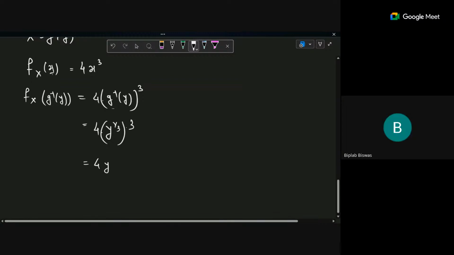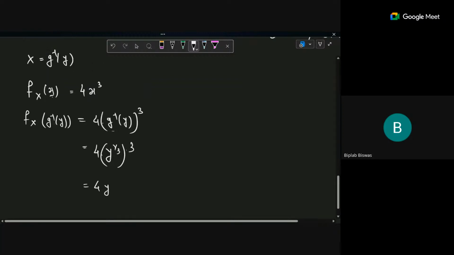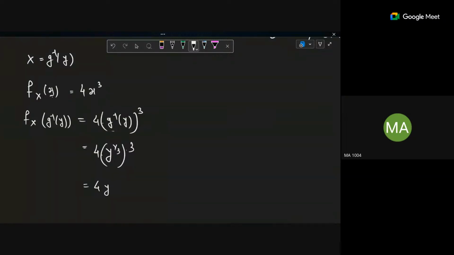To get this portion, we actually need to replace the x value with y in the PDF, and that's it. Actually, we are not replacing the x value with y. We are replacing the x value with g inverse of y.